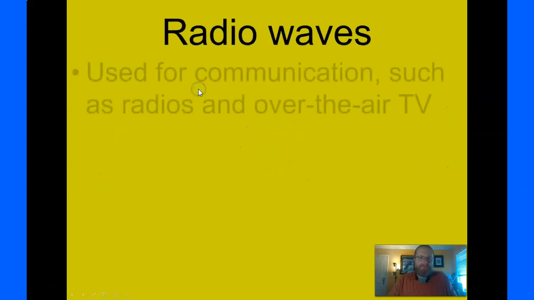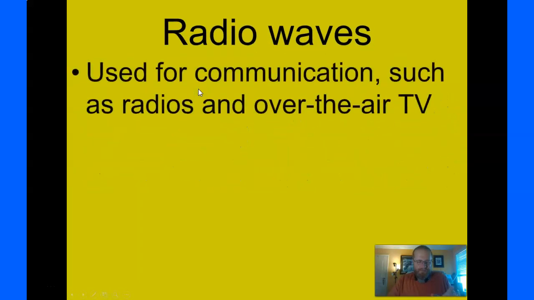Radio waves. These are the largest wavelength, lowest frequencies of EM waves. We use them for communication, such as radios and over-the-air TV. Some of you have digital television. You have the digital antenna somewhere in your house, on top of the house, outside a window, sitting on top of the TV, whatevs.